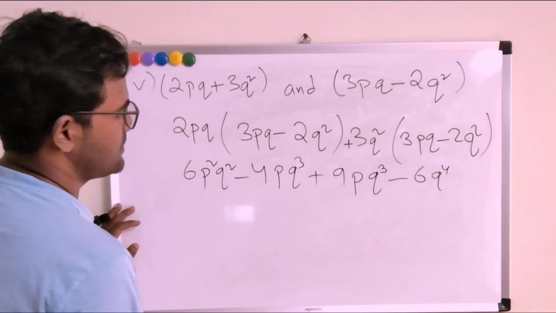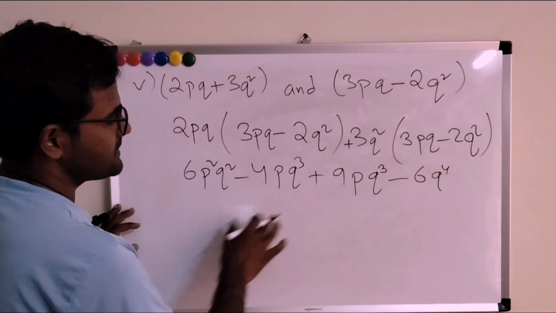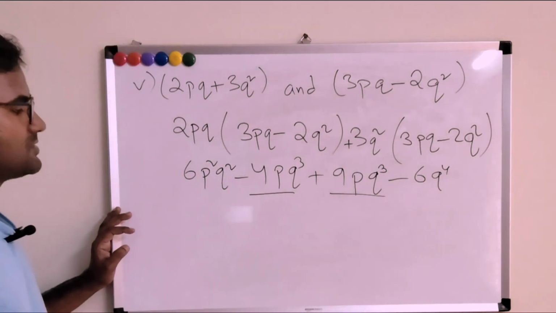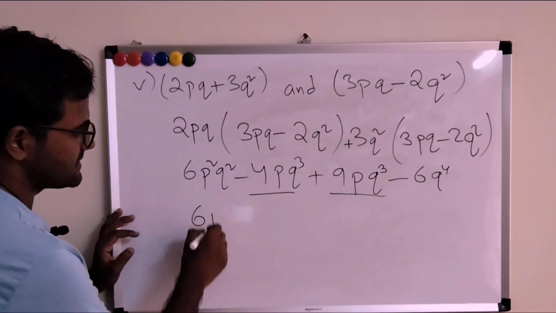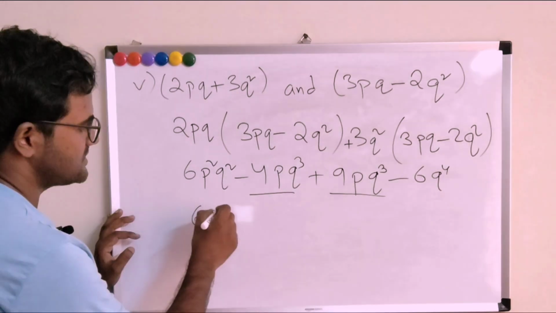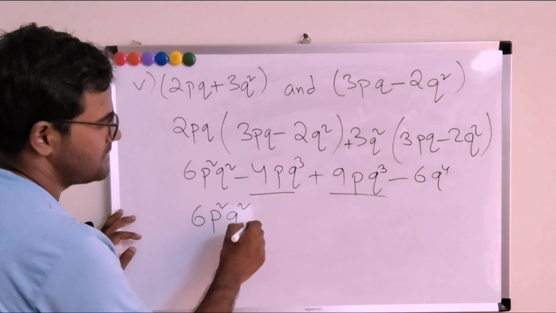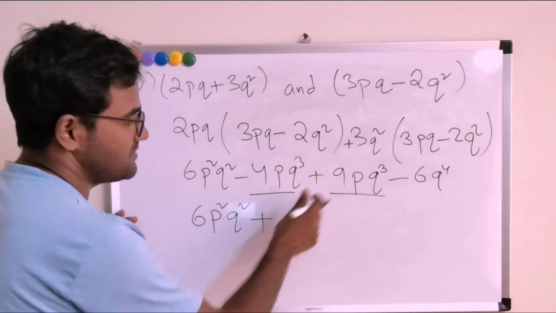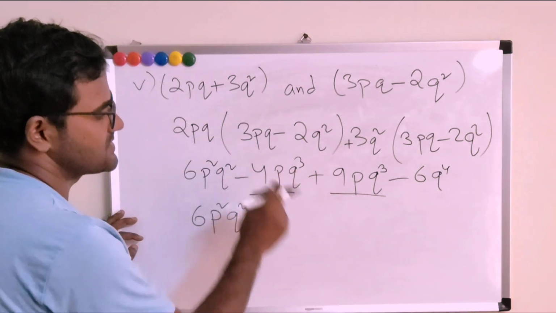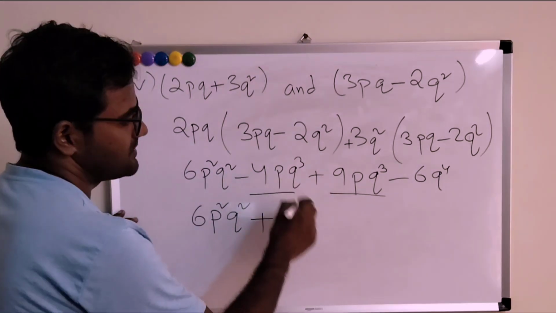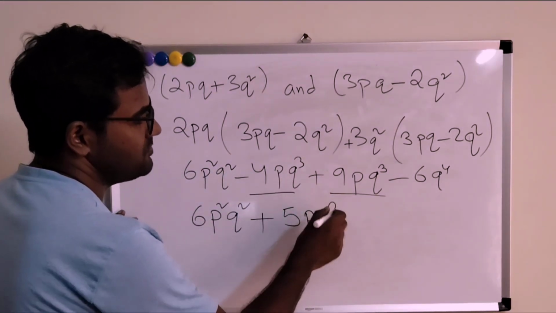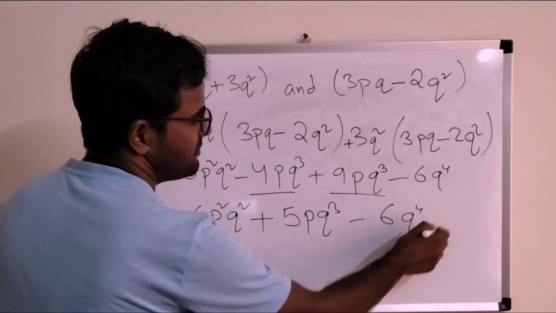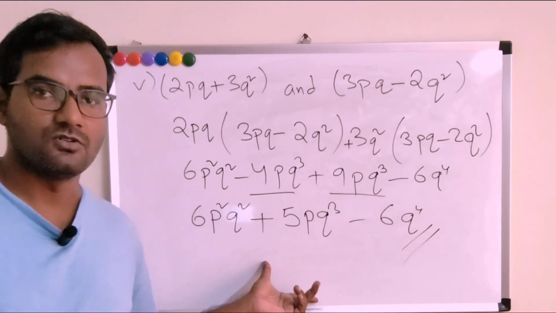Now, is there any similar terms here? Yes. This one and this one is similar, right? So this one we are going to write as it is, 6p square q square. Then plus minus. So since plus is bigger, we are going to write plus sign here, but we are going to subtract. 9 minus 4 is 5. Then 5pq cube, then minus 6q to the power 4. So this is your answer.